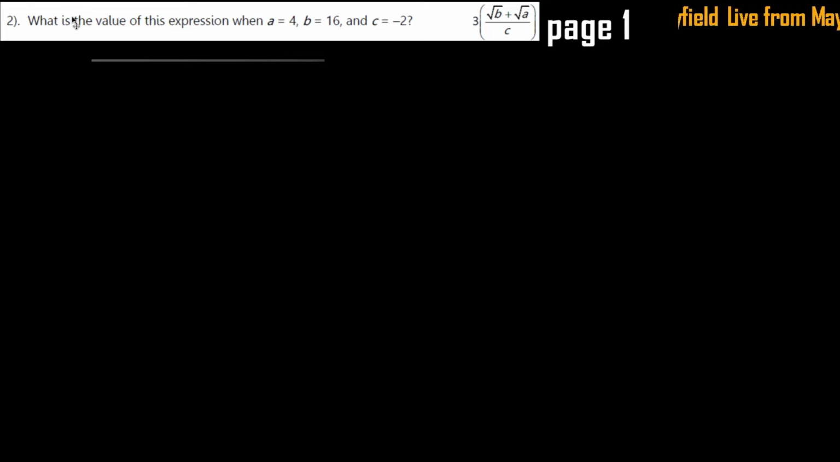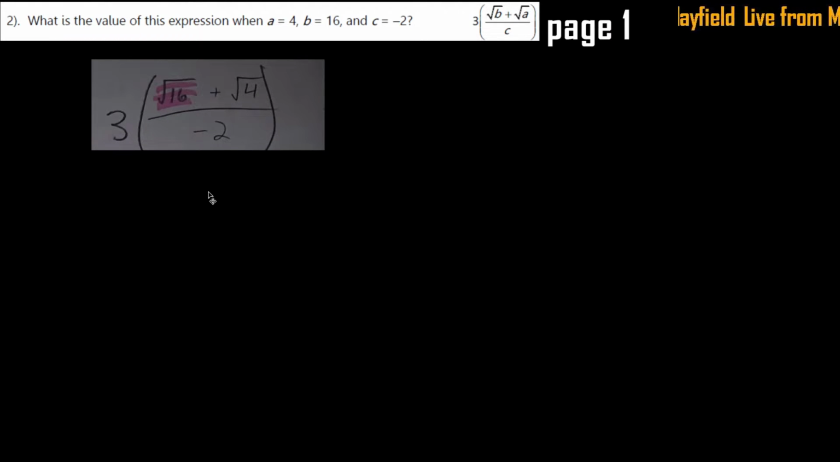Alright, for number 2, it says, what is the value of this expression when a equals 4, b equals 16, and c equals -2? And it has the expression up here as 3 times the quantity, and then it has the square root of b plus the square root of a, and that's all over c. And so again, plug in those values for your variables first.